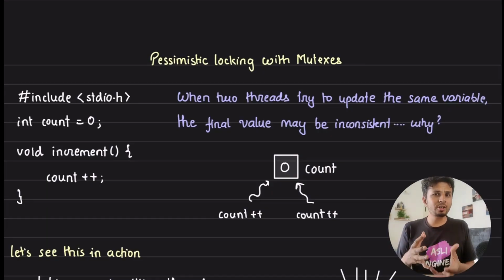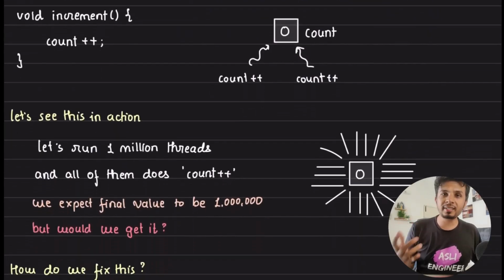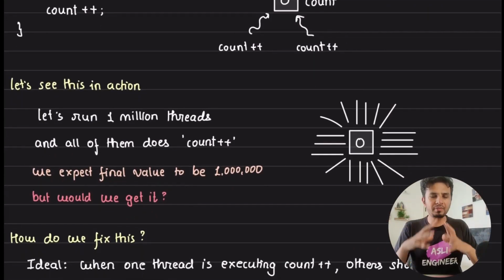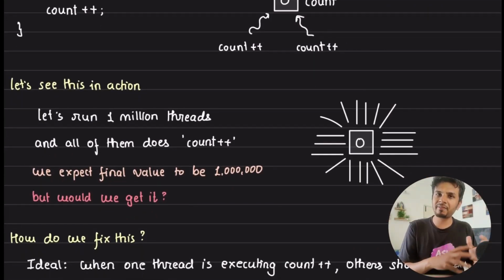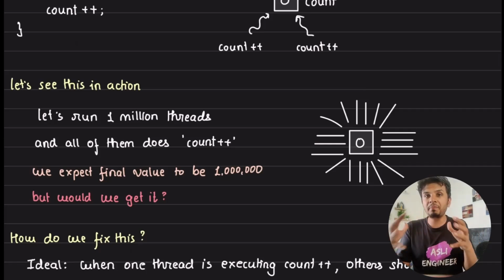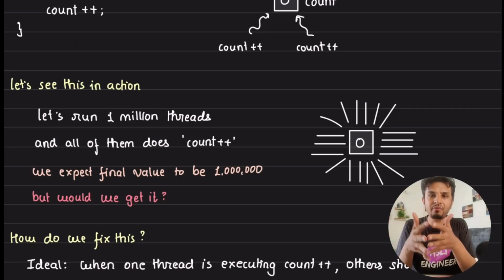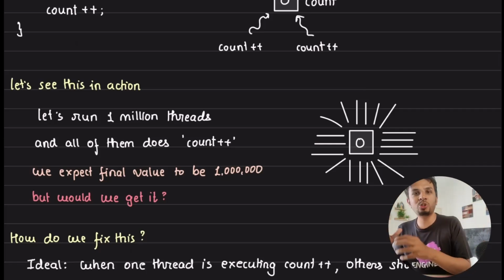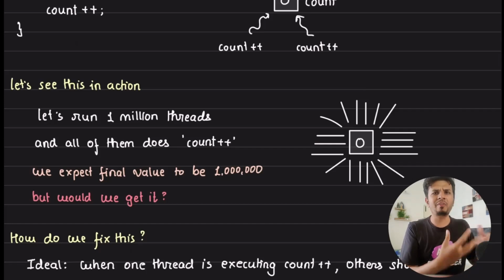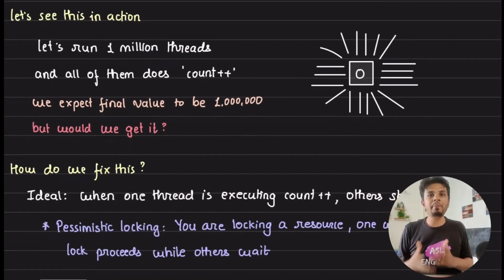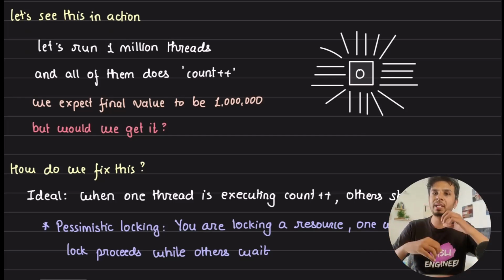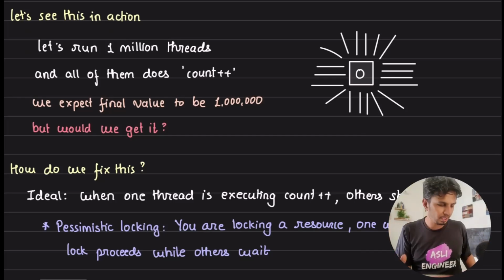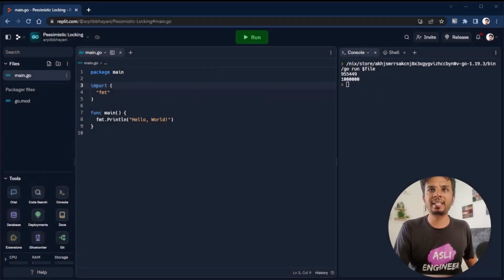So when two threads try to update the same variable, the final value may be inconsistent or incorrect. To see this in action, we would write a simple Golang based code in which we'll have a global variable called count, and we would run 1 million threads trying to update the same variable count, doing count++ on it. At the end of it, we should expect the final value to be 1 million, but would we get it? We would definitely not. We would see that the value becomes incorrect, and then we would wrap it with pessimistic locking to make it 1 million every single time. So let's jump right into the code and see things in action.